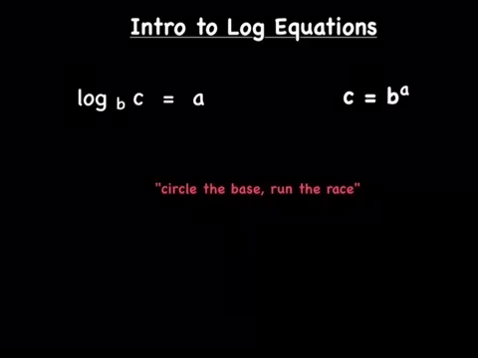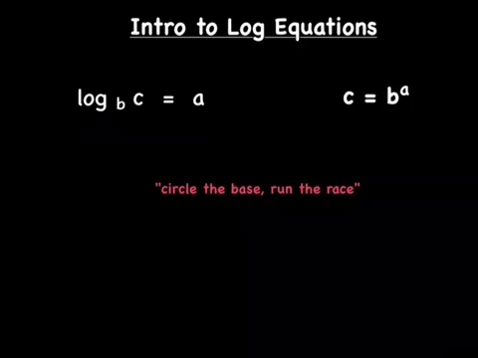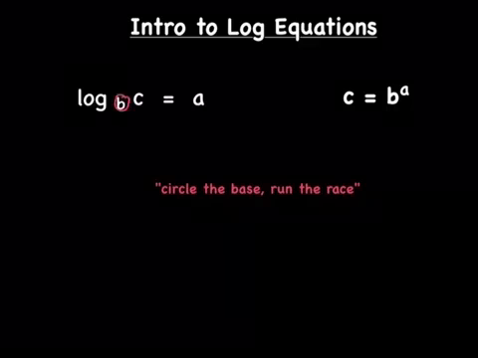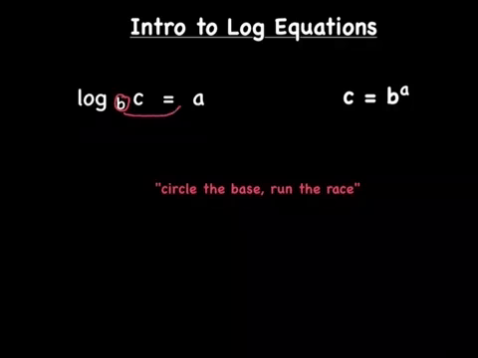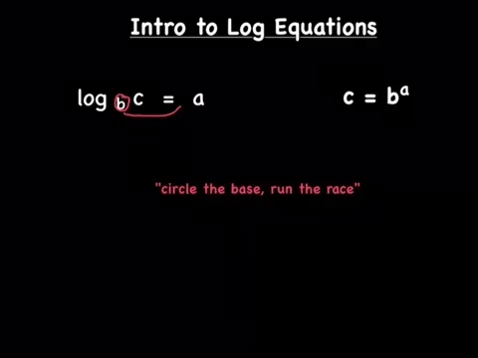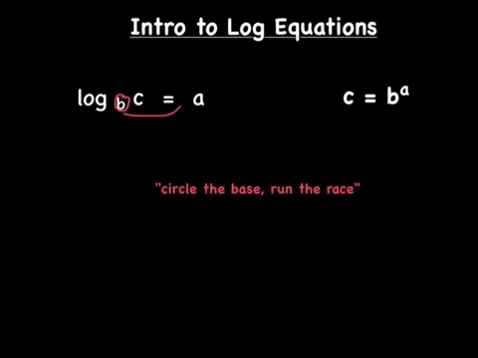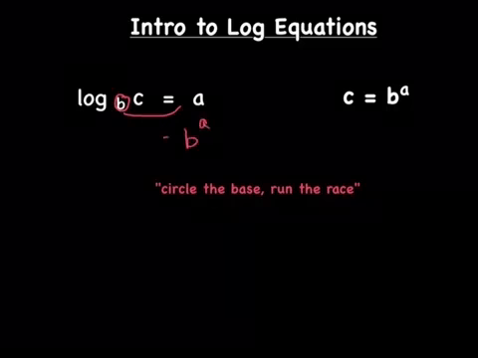All right, so this is how it works. When I say circle the base, run the race, I'm going to circle this base. And when I say run the race, I mean I'm going to cross the finish line. I'm going to run to the other side of the equation, and it's now going to become the base on the right-hand side of the equation. So this b is no longer the base over here. It's going to become the base to the a.